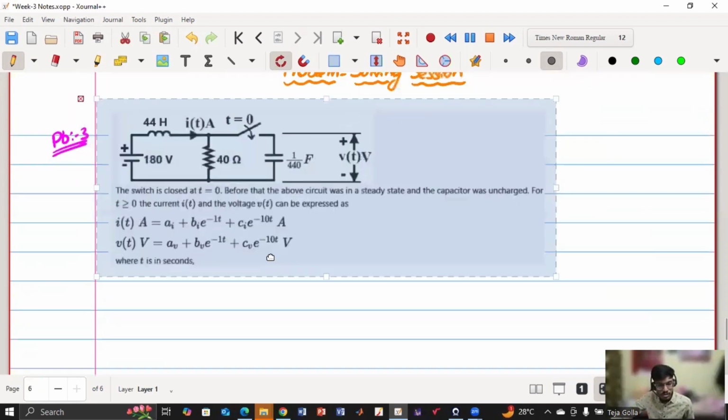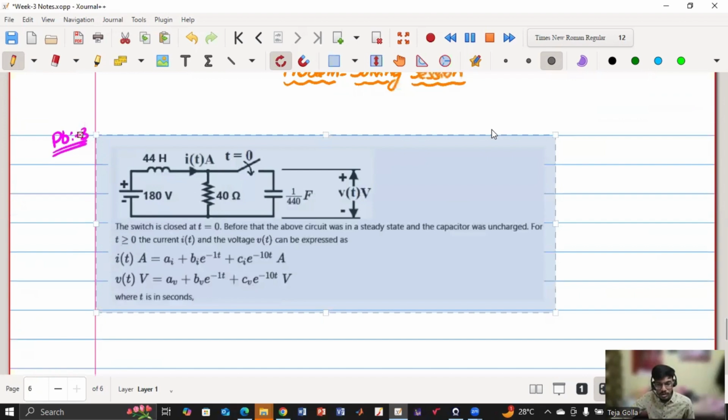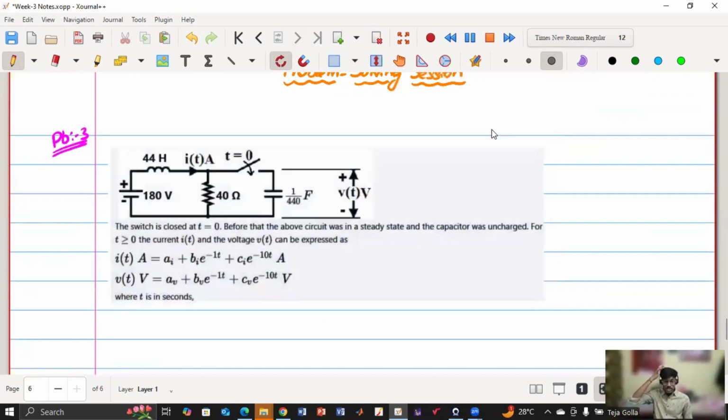So this is our first question. First, let us see what they are saying. They said the switch is closed at t equals 0. So before t equals 0, only the inductor, the resistor and the voltage source are in series. And they're saying that before that, the above circuit was in steady state and the capacitor was uncharged. So can you tell me at t equals 0, before the switch is closed, what will be the value of I of t and what will be the value of V of t?